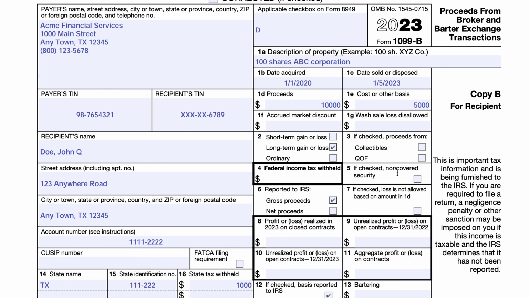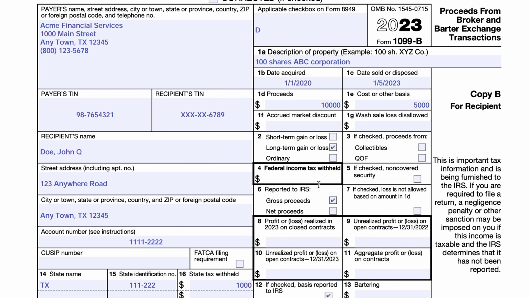So for non-covered securities, brokerage firms are not required to report certain information based on the reporting requirements that existed prior to those dates. For most transactions, to include this one, these are now considered covered securities, and there's a little bit more detailed reporting requirement for that financial institution.